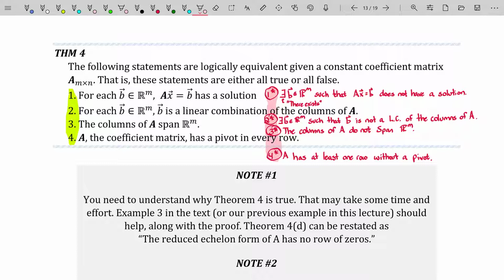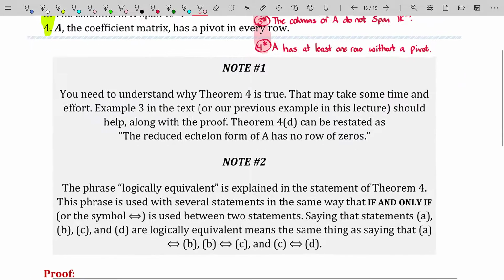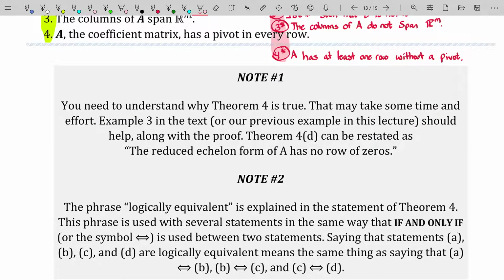This theorem is so powerful. I know I've already said it, but it's incredibly, incredibly powerful. Now I'm going to read through the notes very quickly and then we'll go through and prove a few of these. You need to understand why Theorem 4 is true. This may take some time and effort.